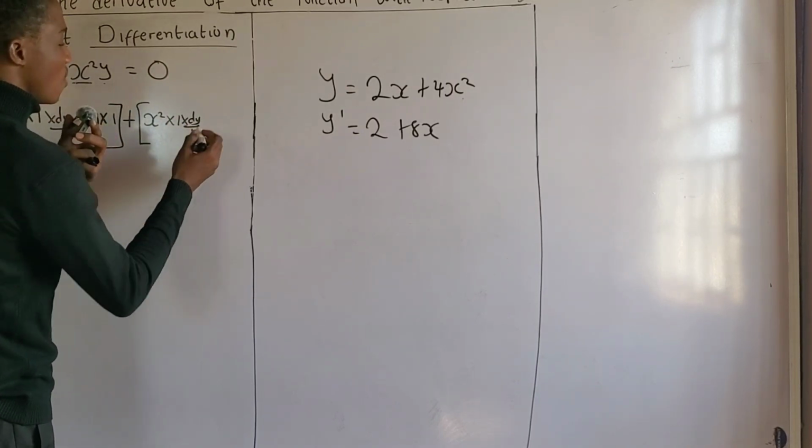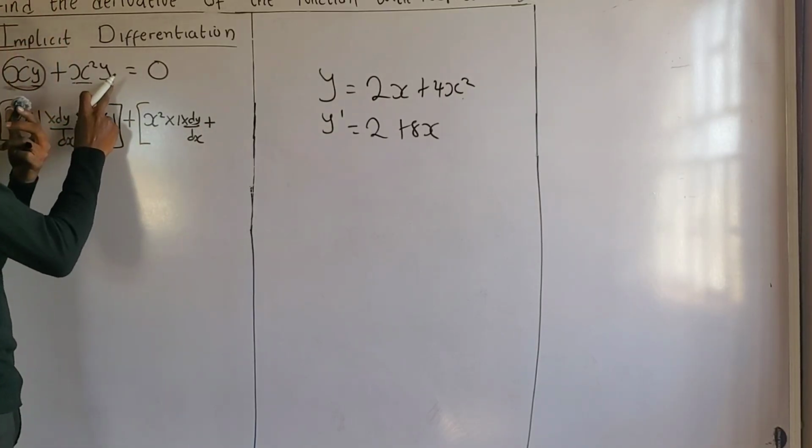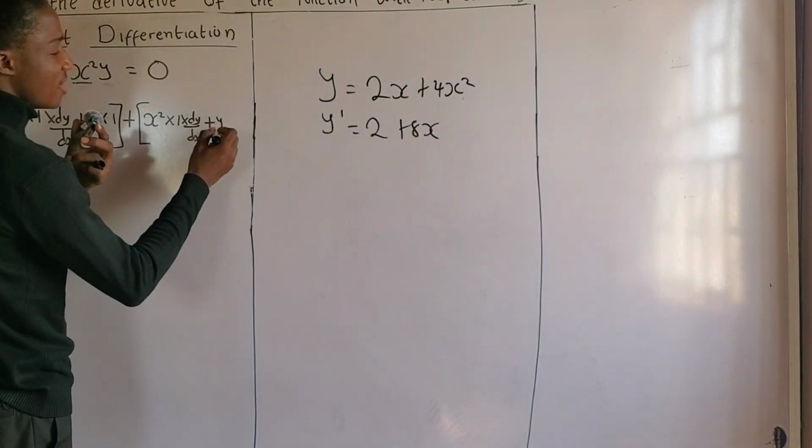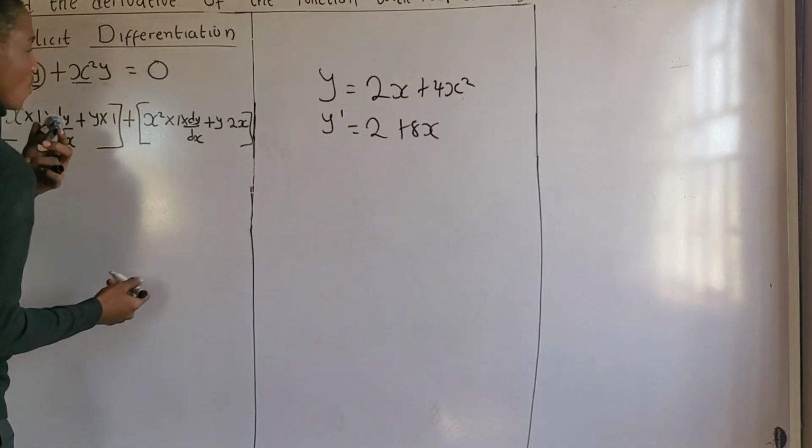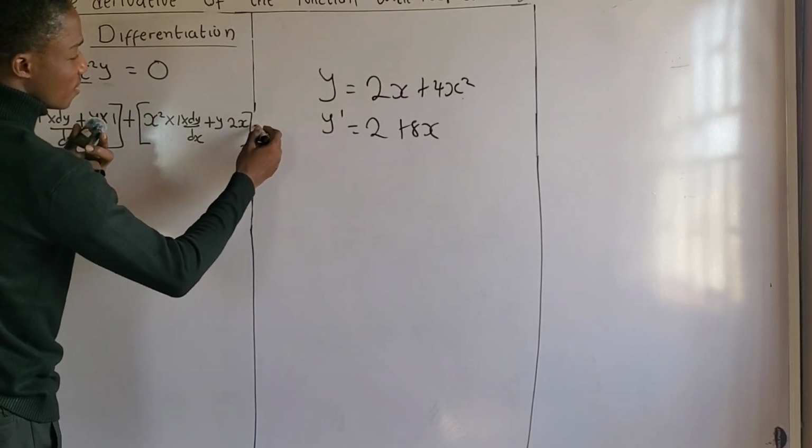Okay? Now, put plus. You're going to keep y. You're going to keep it constant. So I'm going to have y. Differentiate x squared. You're going to have what? 2x. Okay? So all this will be equal to 0.